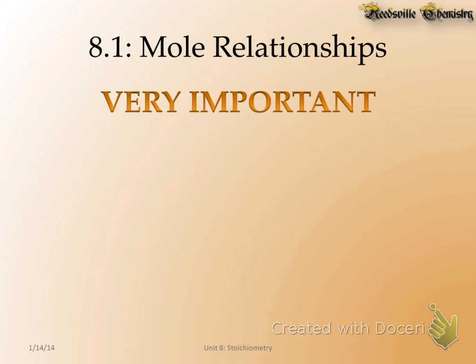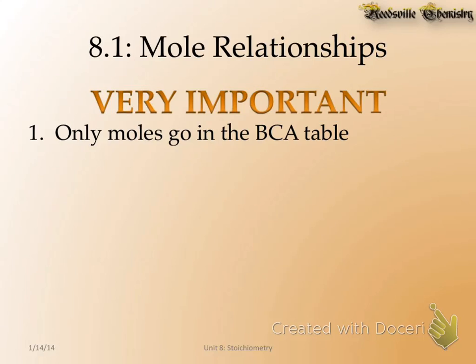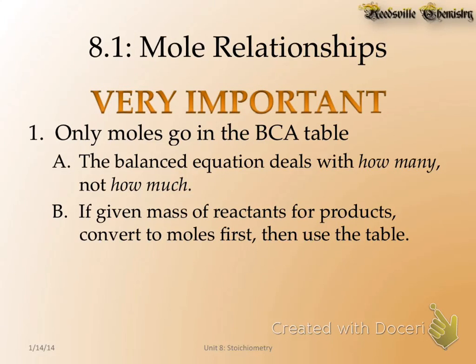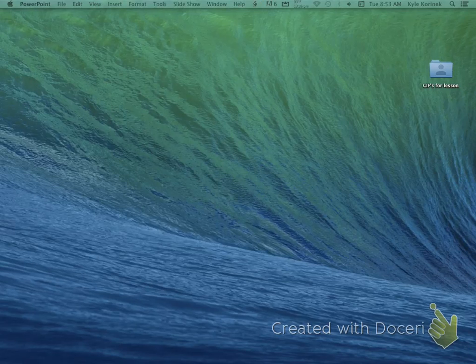So lastly, here are a couple of very important things before we end. Number one, only moles go in the BCA table. Mass never goes in the BCA table. Volume never goes in the BCA table. The BCA table is only moles. It's only how many, not how much. If given mass of reactants or products, you have to convert to moles first and then use the table. And again, all that math will be done to the right of your BCA tables. All right, that's it.